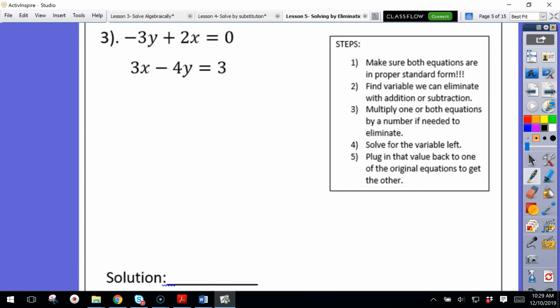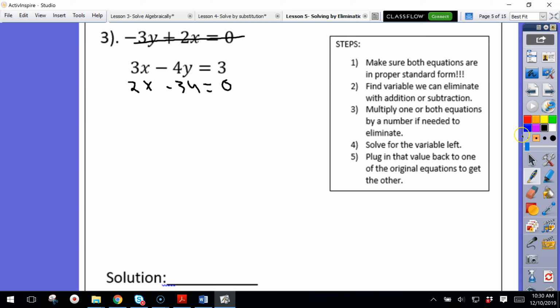Now, in this situation, if you look at it, you should notice that your x's and your y's don't line up. So we're going to go ahead and fix the first equation so that it's in proper standard form. So put the 2x first and the negative 3y second. If you notice, nothing cancels out naturally, so the least common multiple between 3 and 2 would be 6. The least common multiple between 4 and 3 would be 12. So either you can get a 12 here or you can get a 6 here.